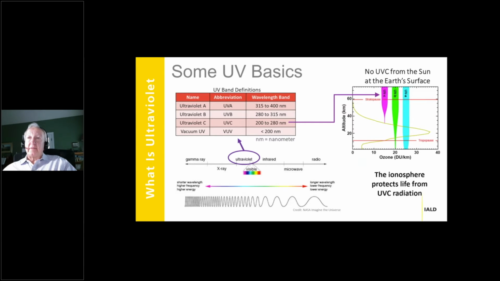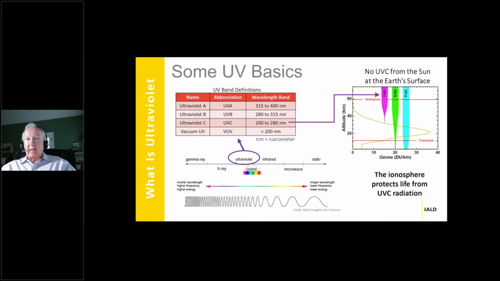Shown on this slide is a bread and butter sketch of the ultraviolet spectrum. As you see on the lower left-hand side of the slide, it is a continuum of electromagnetic radiation that goes all the way from radio waves out to gamma waves. The wavelength, usually measured in meters for radio waves and all the way into fractions of a nanometer for gamma rays, is a measure of the electromagnetic spectrum energy. The shorter the wavelength, the higher the energy.